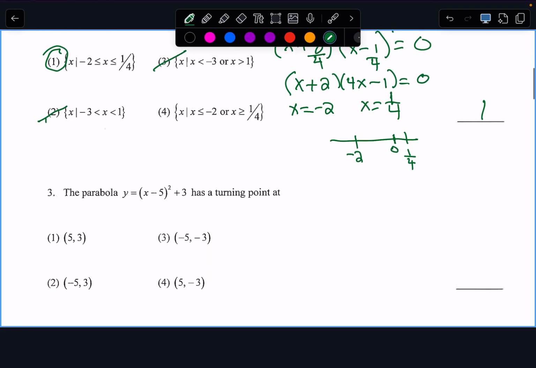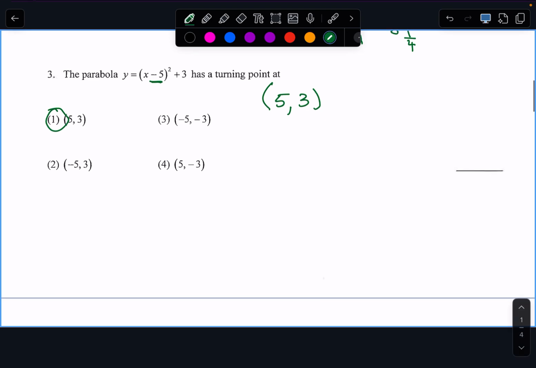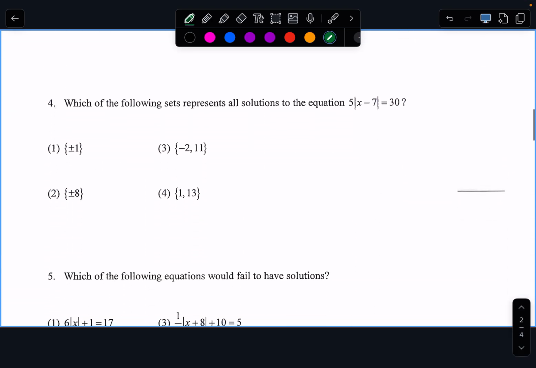All right, the turning point of a parabola: this is the x-coordinate, the opposite sign, which is 5. And the y-coordinate is the plus 3. You don't change the sign. So this is 1. Any questions on those 3? Beautiful. Moving right along.